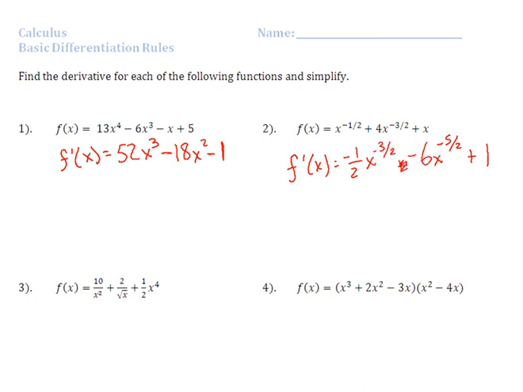I'm going to undo that. Okay? So negative 1/2 x to negative 3/2 minus 6x to the negative 5/2 plus 1.